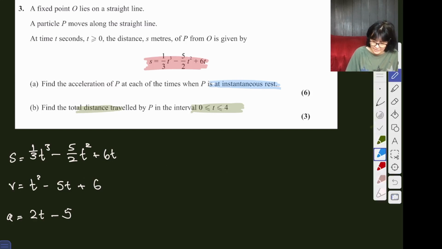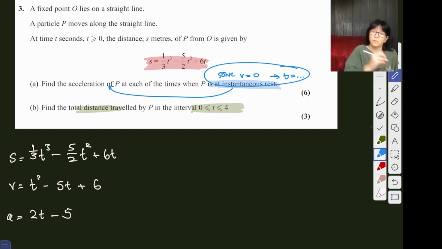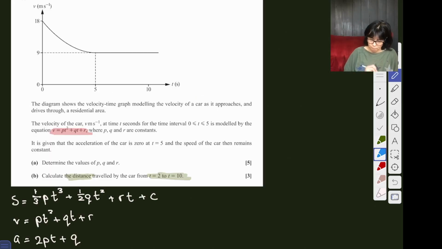Instantaneously at rest, v is 0. Find the acceleration at the times when v is 0. So again, we're going to solve v is 0. That's going to give us some t's. Then we're going to take those t's and use that to solve the problem. Okay, distance. So we're going to be integrating the velocity, and we're going to go from 2 to 10. They gave us velocity in this one, so I'm going to have to integrate the velocity from 2 to 10.